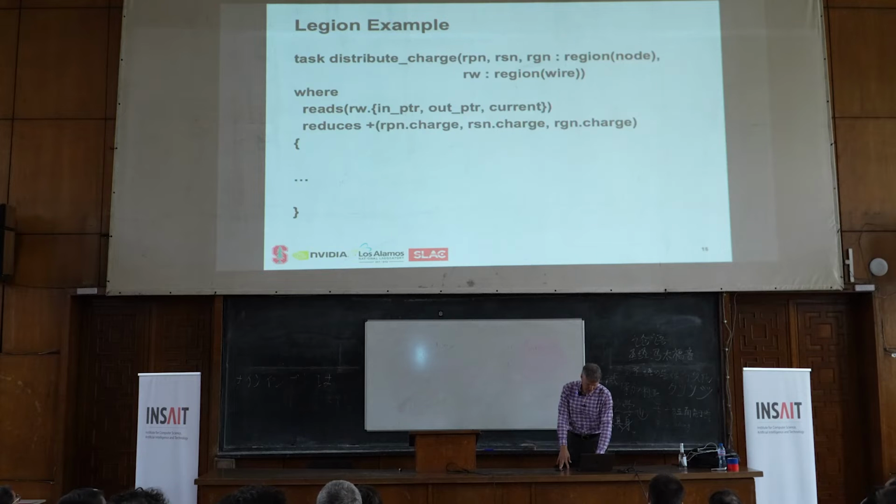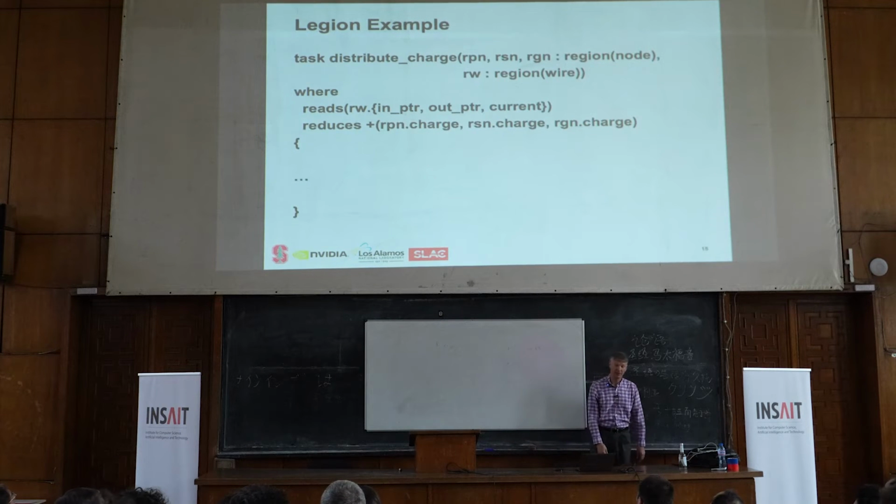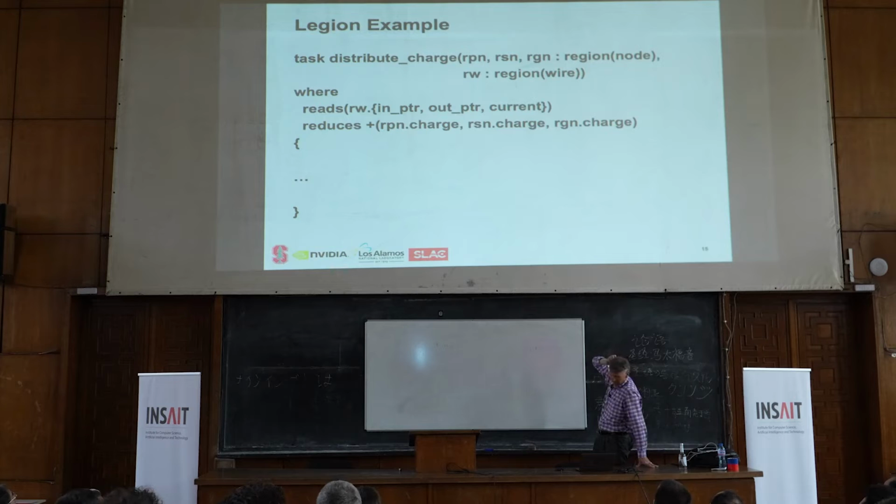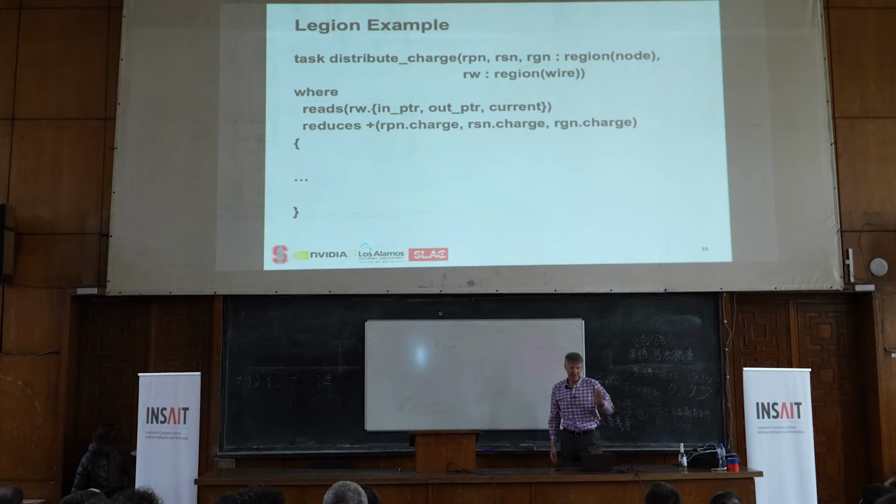All right. So then tasks would be written looking like this. You might have a task that's going to distribute charges, and it will take in private, shared, and ghost nodes for a particular piece. These things are called regions in Legion. That's just a name for the kind of collections we have. And then down here we see some declarations of what you're going to do with those things. You're going to read from some fields of the wires. That's the first thing. So RW is the region of wires. And then you're going to do reductions to the private nodes, the shared nodes, and the ghost nodes, just to the charge fields of each one. All right? So this is what the tasks look like.